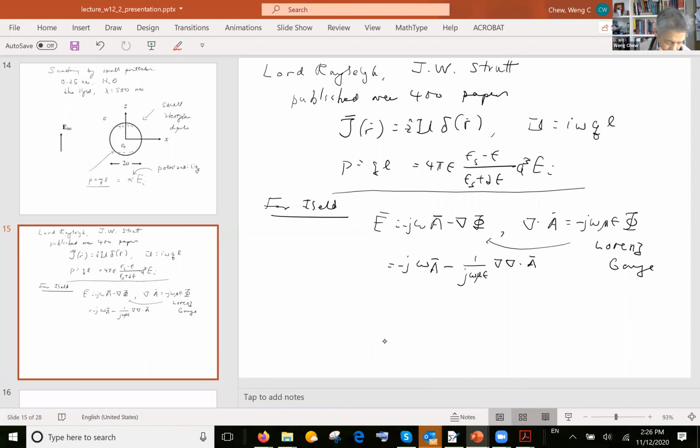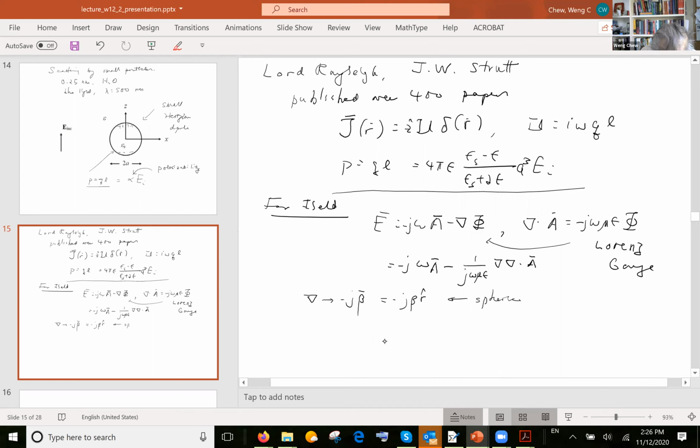So I have this with the Lorentz gauge, and then what I have is that in the far field, the gradient can be replaced by minus j beta, and for a spherical wave, it's just minus j beta r hat. Because when I'm far away from the Hertzian dipole or the Rayleigh scatterer, it's going to essentially see a spherical wave.